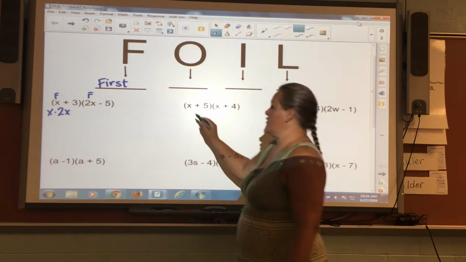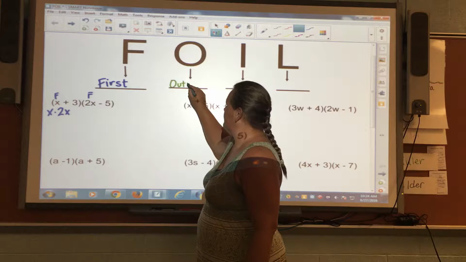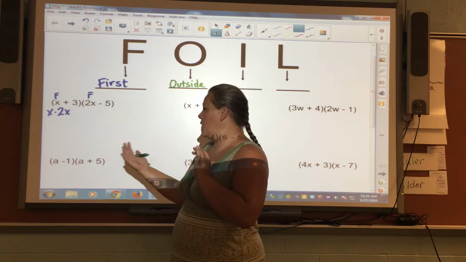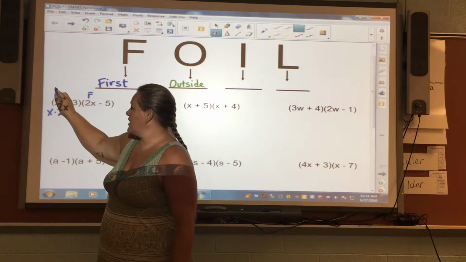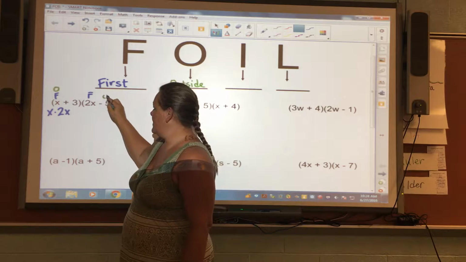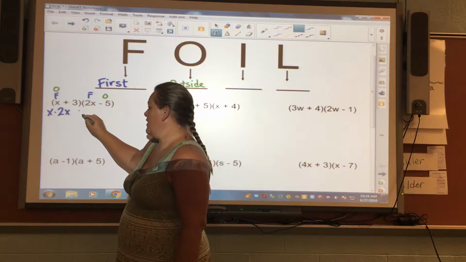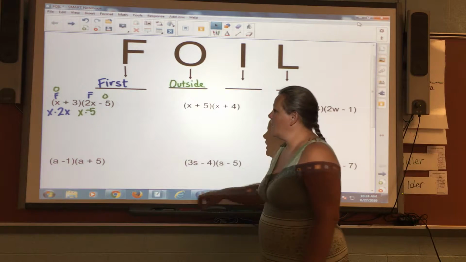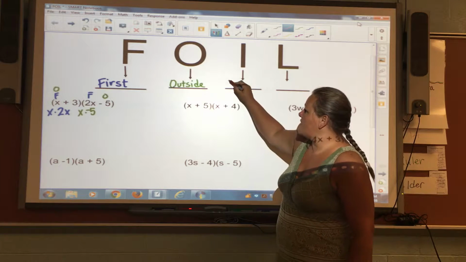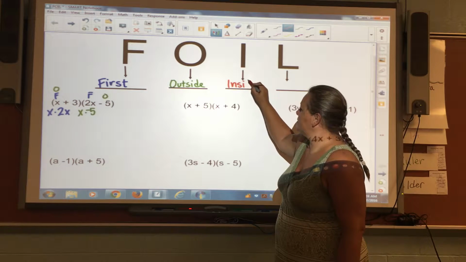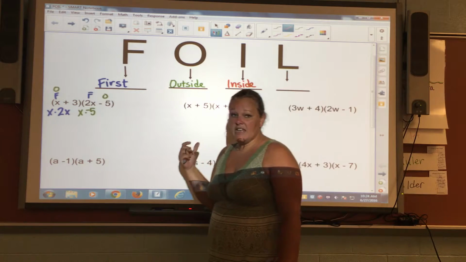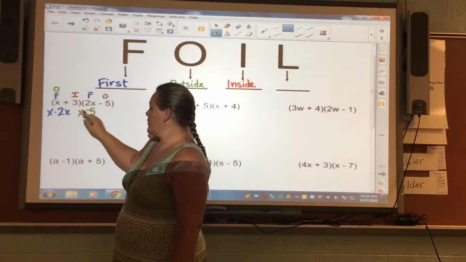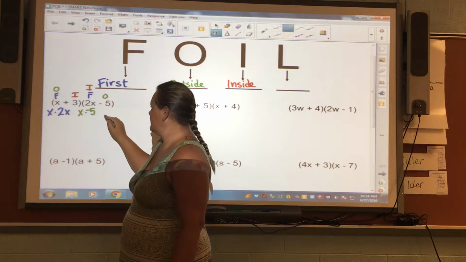The O stands for the outside of the multiplication problem. So the outside edge would be this x and this negative or minus 5. So x times negative or minus 5. The I is for the inside. The inside of the problem. So we are looking at the 3 and the 2x.